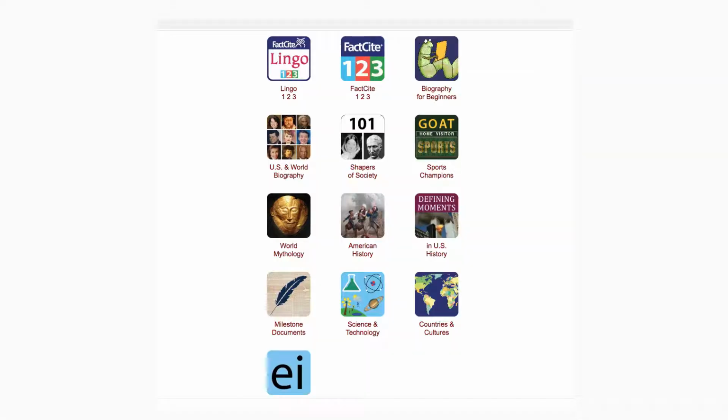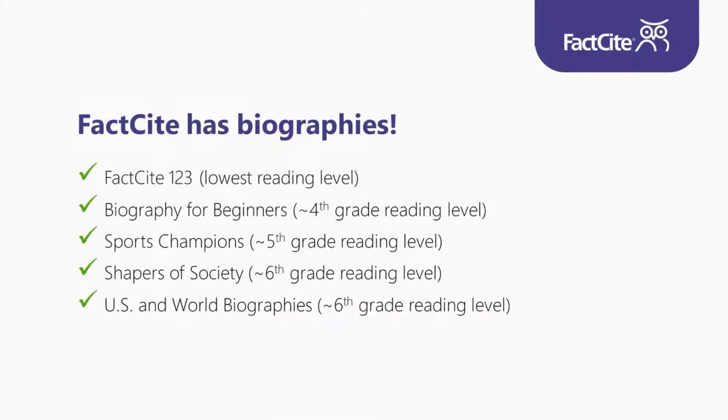FactCite has a whole host of wonderful databases on a variety of topics. These include 5 biography databases, which were favorites among my students. FactCite 123 contains 13 modules, including biographies, and they're written at the simplest reading level of all of our databases. Biography for Beginners is written at about a 4th grade reading level and contains 800 biographies of historic and contemporary figures. In Sports Champions, you'll find lots of examples of goal setting and overcoming obstacles. We have 800 biographies of historic and contemporary athletes written at about a 5th grade reading level.